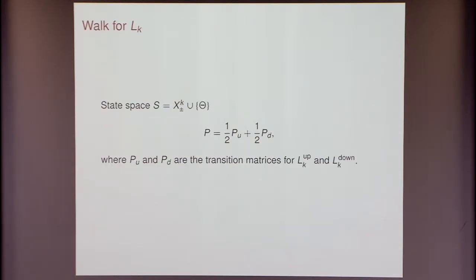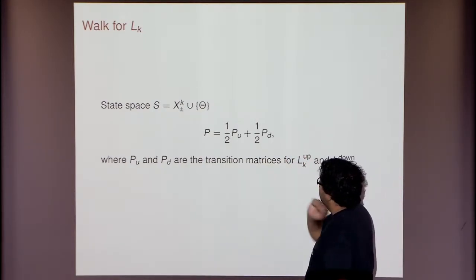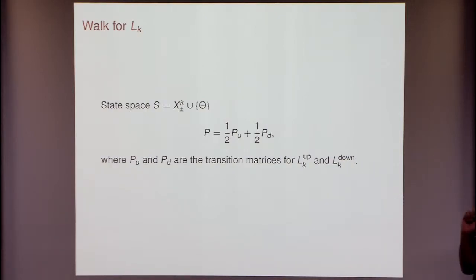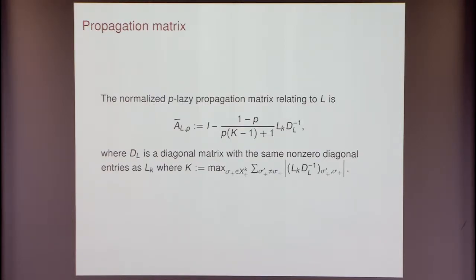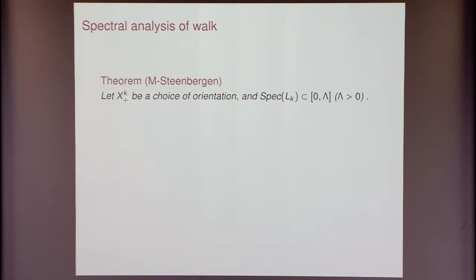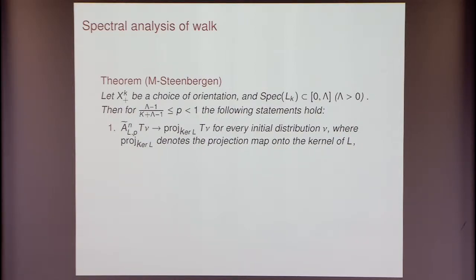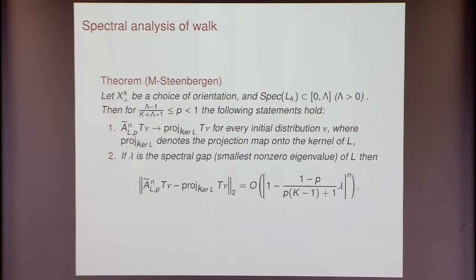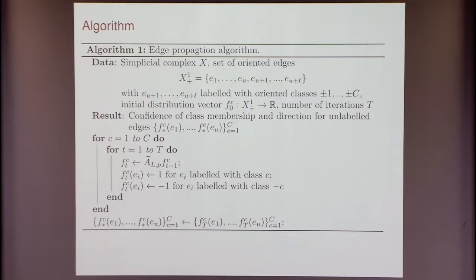You can similarly define a walk by, with probability 1/2, moving up or down. And recently, a postdoc that works with me, Omer Bobrowski, has a cleaner formulation of this, which hopefully we'll have written down soon. You can define a propagation matrix again, and you can say something about the spectrum of this walk. In the interest of time, I'll not talk about that.